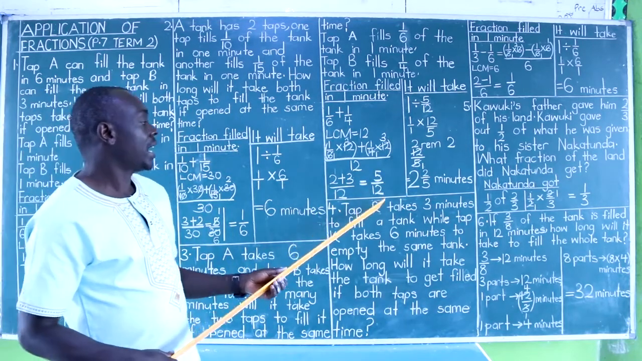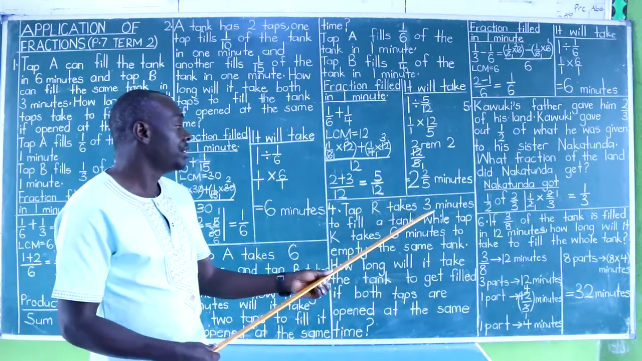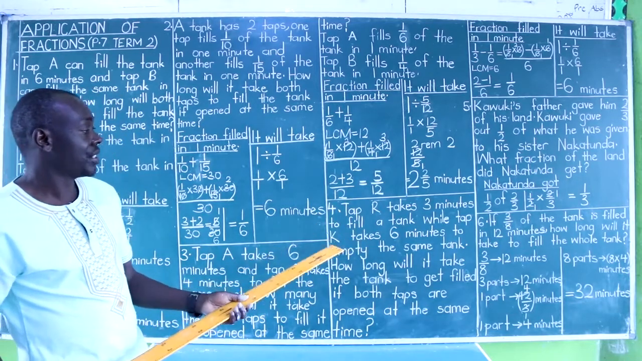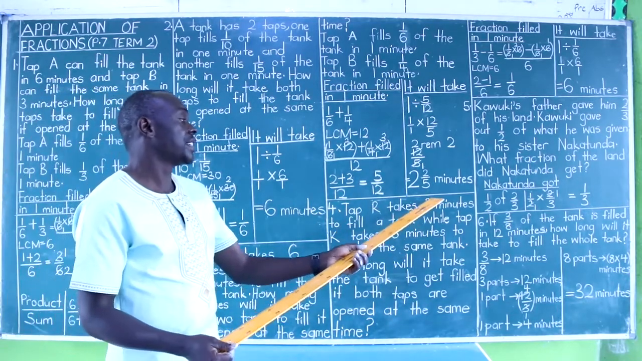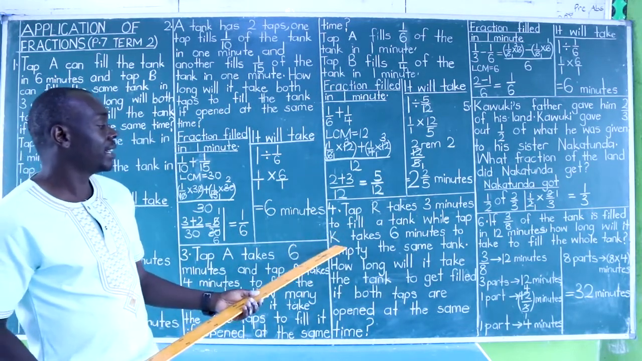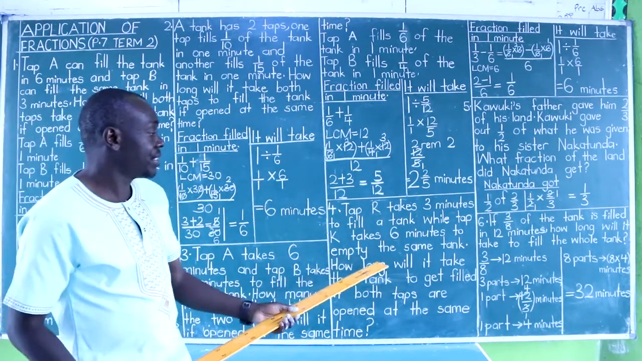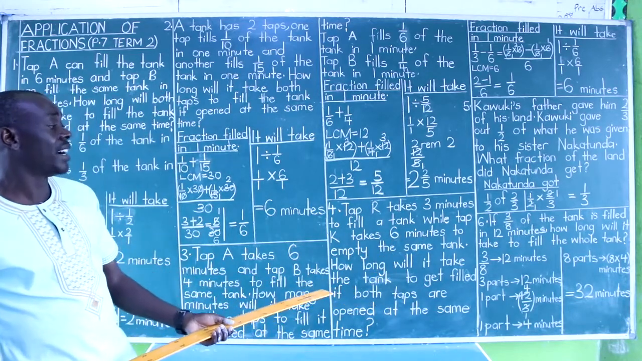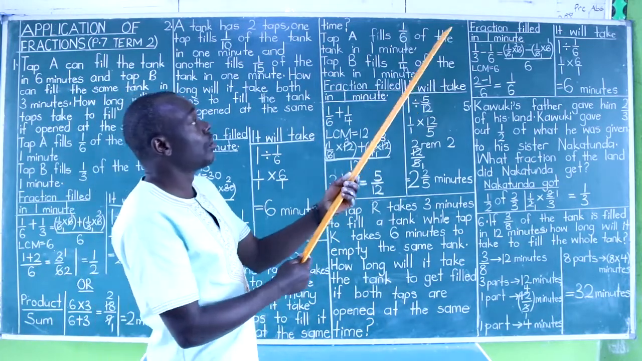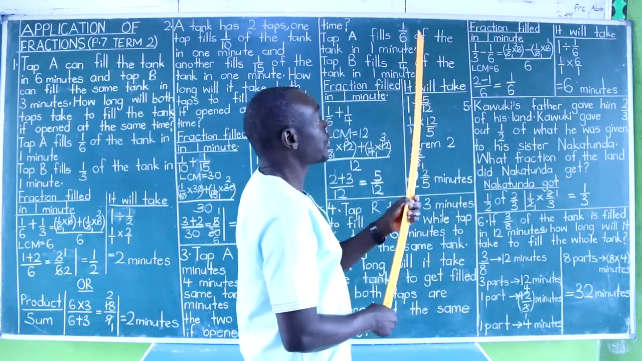You say tap R fills, because it's doing the filling. Tap R fills a third of the tank in 1 minute. That's what you say first. Tap R fills a third of the tank in 1 minute. Then you go, tap K empties, it's not filling, it empties a sixth of the tank in 1 minute. The first two statements you write, and then the next heading: fraction filled in 1 minute.